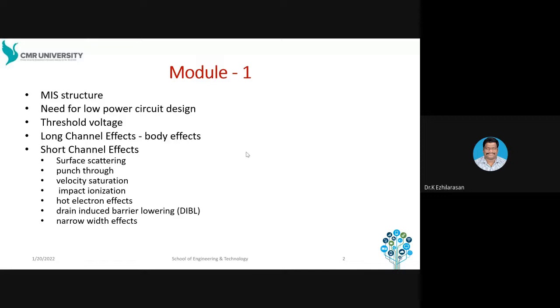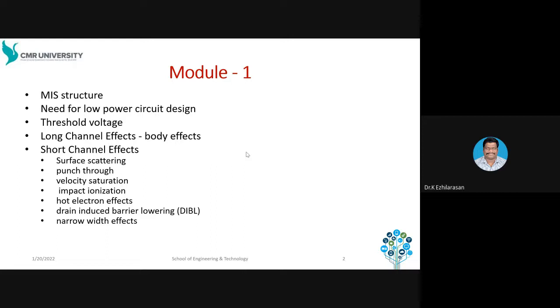We need to study the equilibrium, like the flat band, and the Fermi level concept of MOSFET, on different modes of operation. Next, we will study why low power, and what is the need of low power VLSI design. Then let us do a small derivation, the threshold voltage derivation. Then we are going to study some effects like long channel effect and short channel effect.